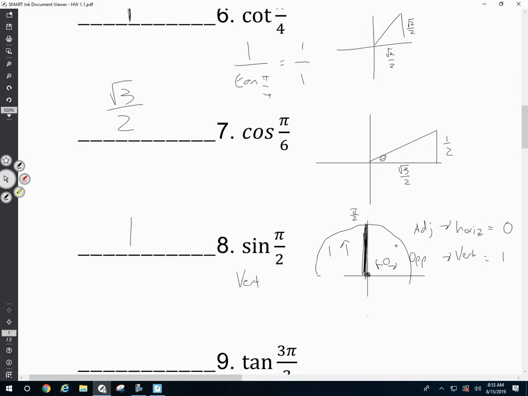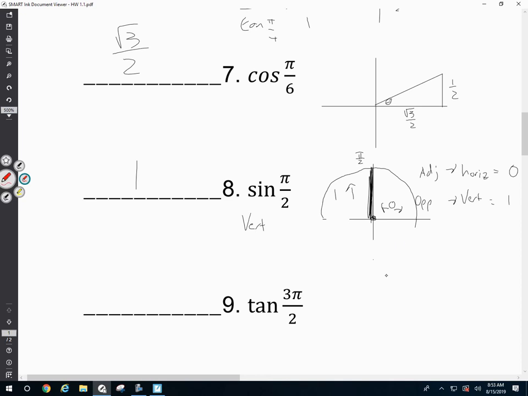That's why the cosine of 0, if I ask you what is the cosine of 0, well, here is the location of the angle measurement 0. I will travel to the right 1, but I will not go up or down at all. So since I don't go up or down at all, but I do travel to the right 1, the cosine of 0 is 1.